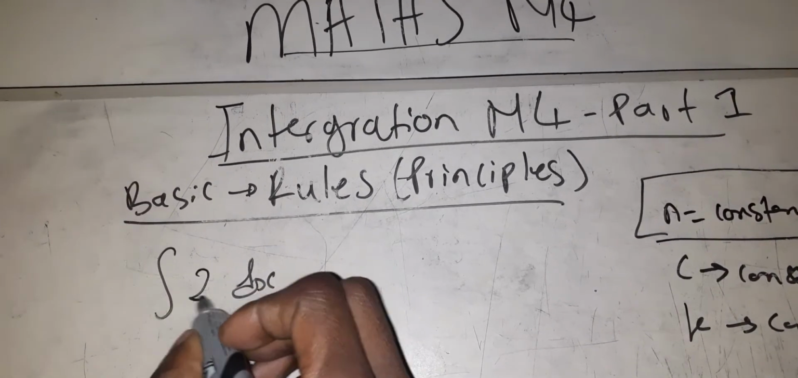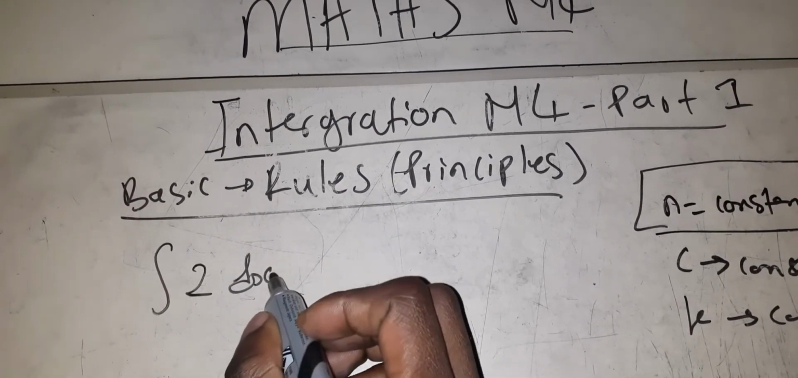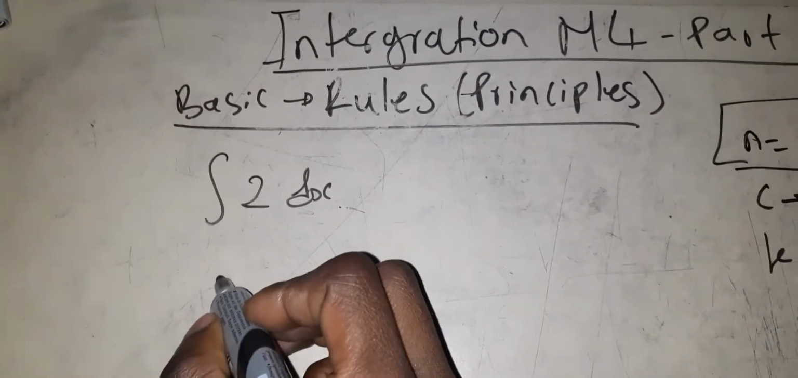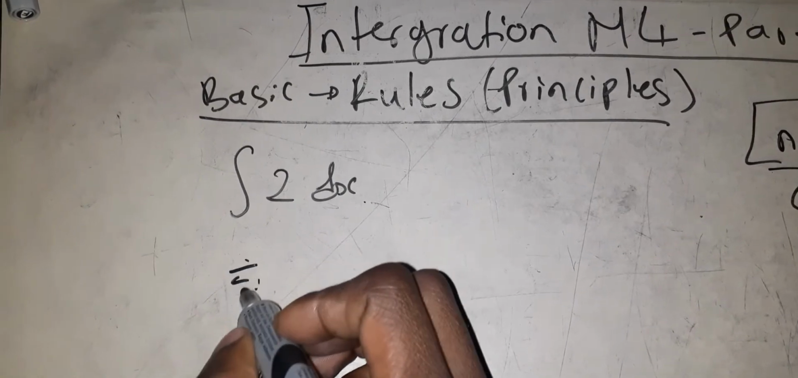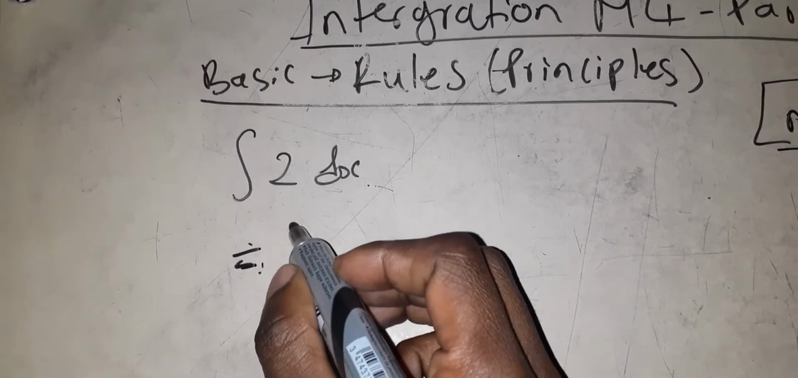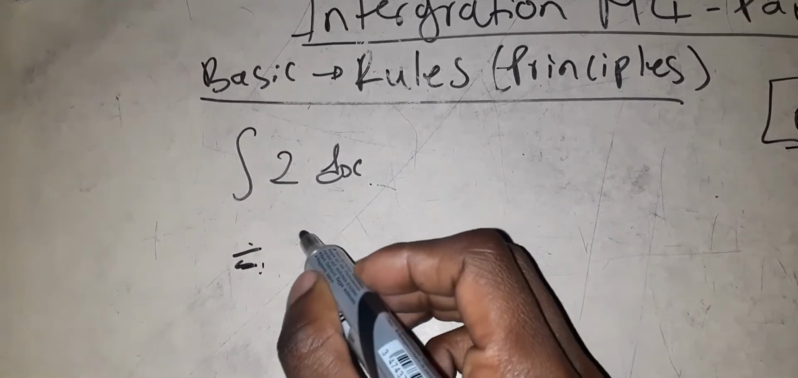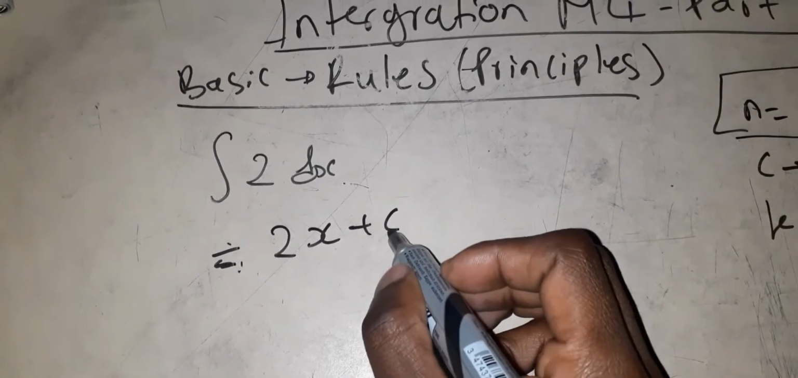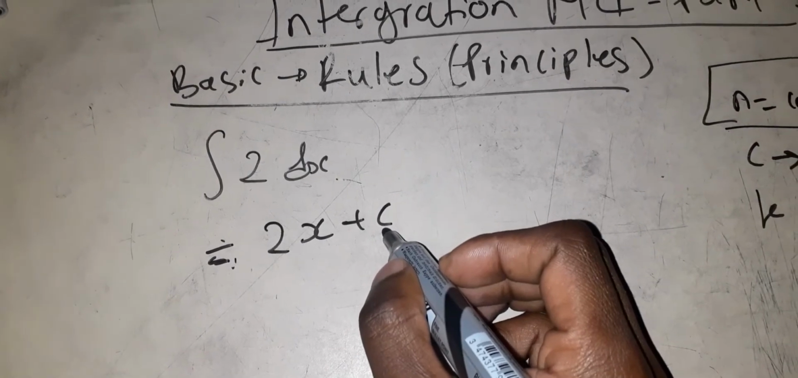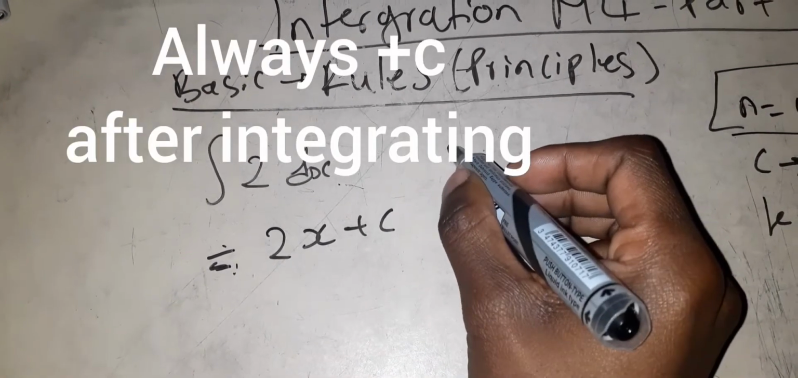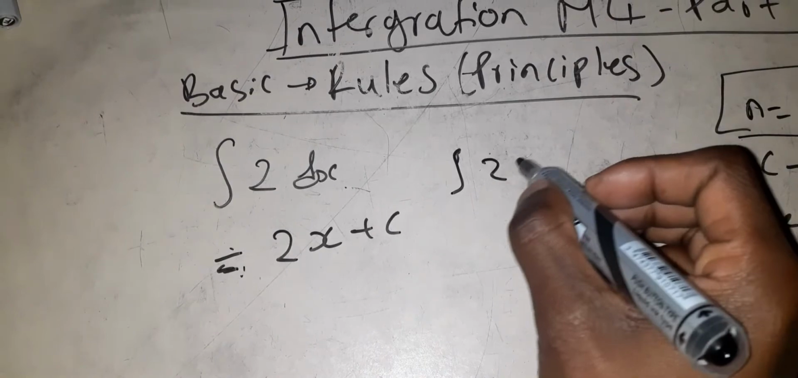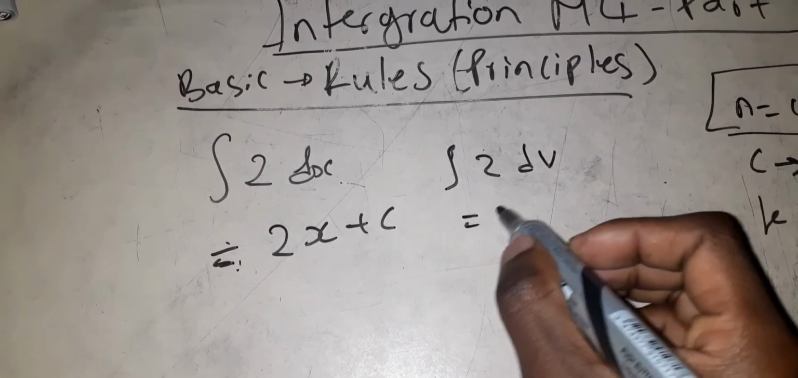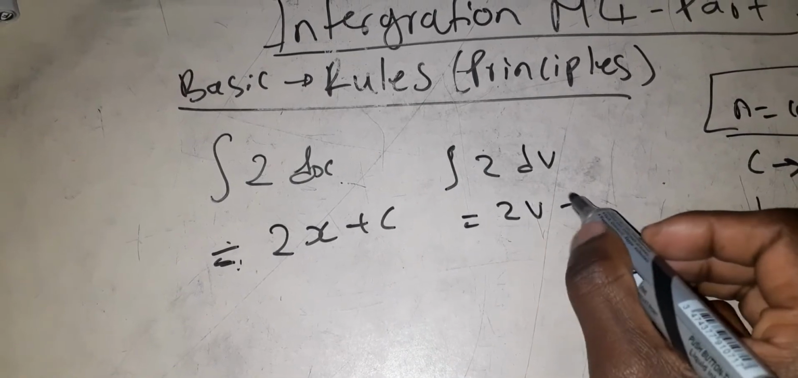Maybe we are asked to integrate 2. We have to multiply by dx. Every time we put dx, then this sign is an equal sign, you know it. So if we are asked to integrate a constant, we just multiply by x, then we say plus c. We add the c always after integrating. So if you are asked to integrate 2 dv, then we just multiply the 2 by v, then plus the constant.